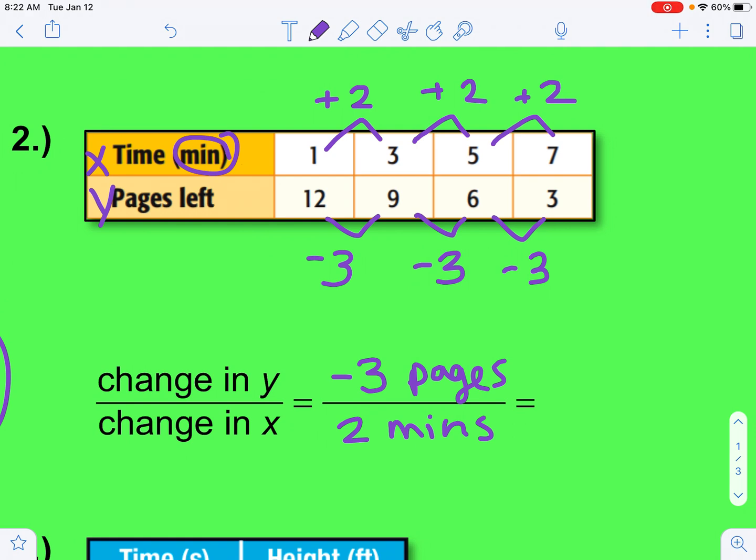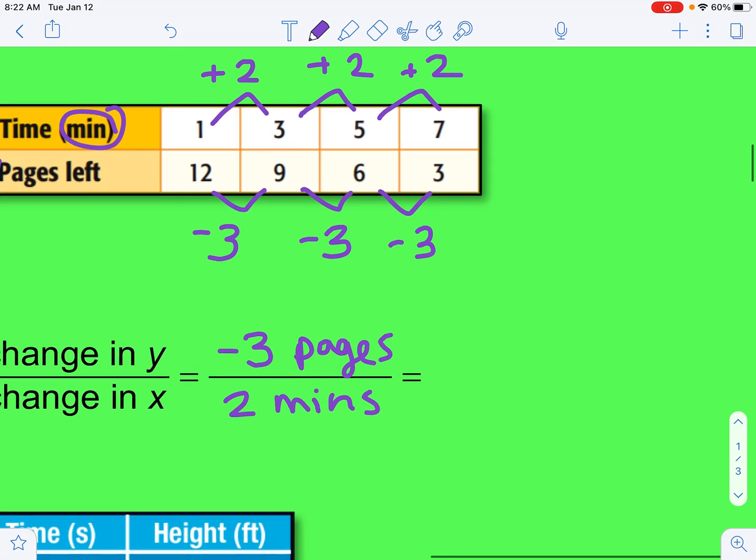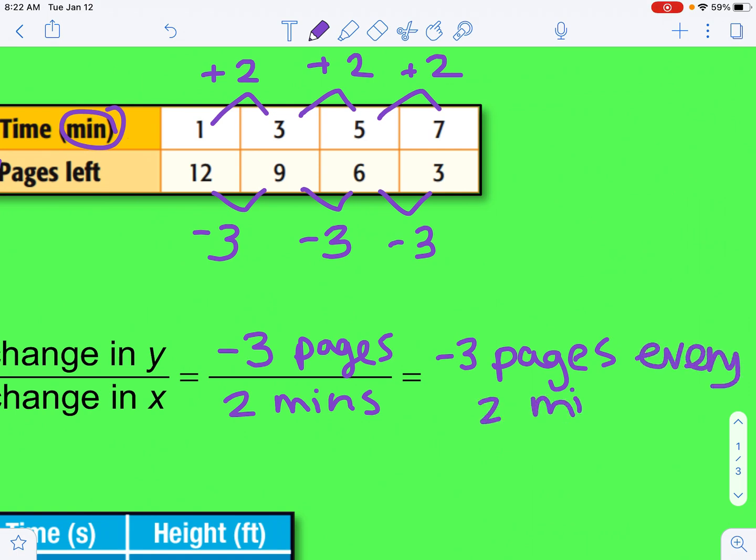Alright, so looking at a -3 over 2, we can't divide both of those numbers by anything. So that is our rate of change. And if we want to write it out in word form, we have 3 pages left, or we go down 3 pages every 2 minutes.